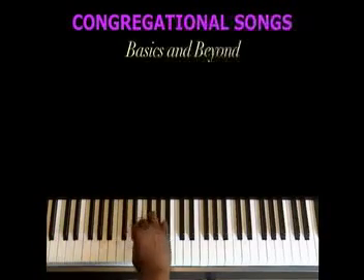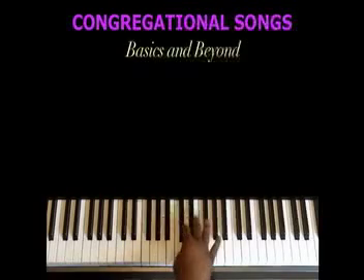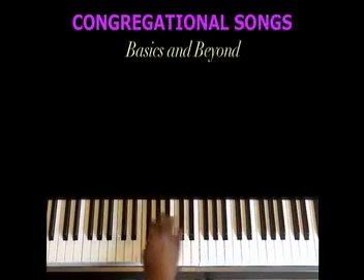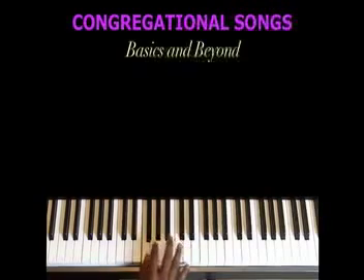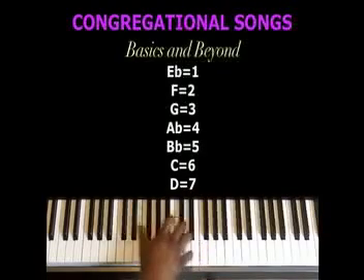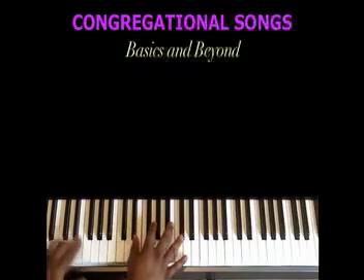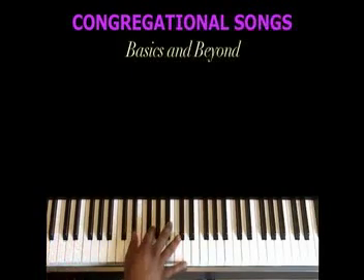So the E flat scale would be this: 1, 2, 3, 4, 5, 6, 7. Back to the 1. E flat is 1, F is 2, G is 3, A flat is 4, B flat is 5, C is 6, D is 7, and E flat is the 1 again, okay? And so basically what we're doing is we're sitting on the E flat, playing a dominant 7 chord, okay?